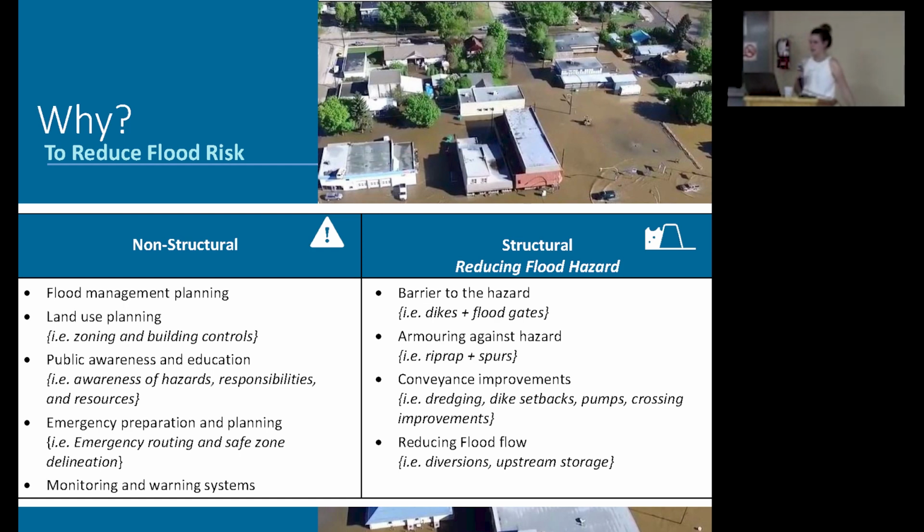So why are there floodplain maps? There are several ways to deal with flooding. You have your non-structural approaches and your structural approaches. Floodplain mapping is considered a non-structural approach to deal with flood risk. So that is why we start here. It's one of the first steps in dealing with the flood.